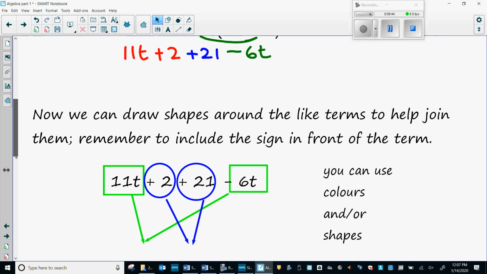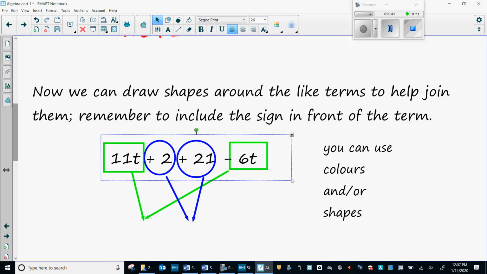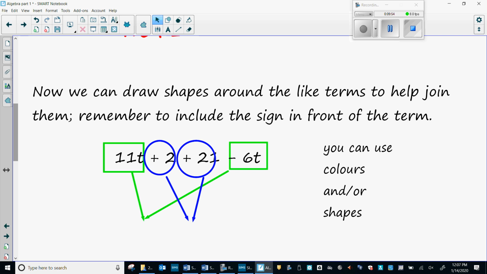Yeah, so now I've said here, we can start to look at shapes. Okay? Now, I'm a shapes person. You can do colours, you can do anything. What I've done is I've drawn green squares around my terms that have a t attached to them. Note, I have included the signs. The signs are important because this minus sign here belongs to this term. So I've got 11t and I've got negative 6t. I've got positive 2, I've got positive 21. So they are the things that I'm allowed to join together because they are like terms.